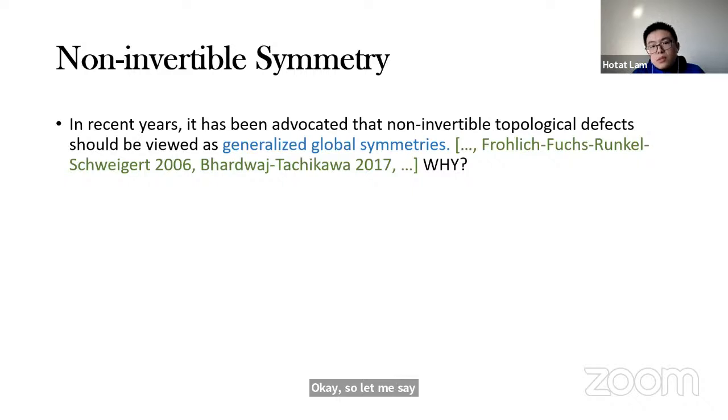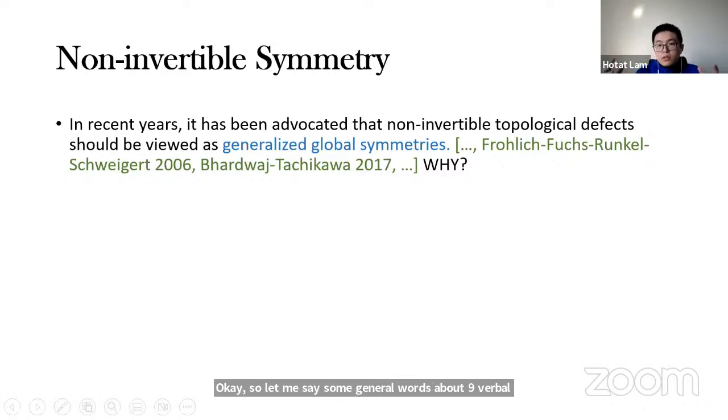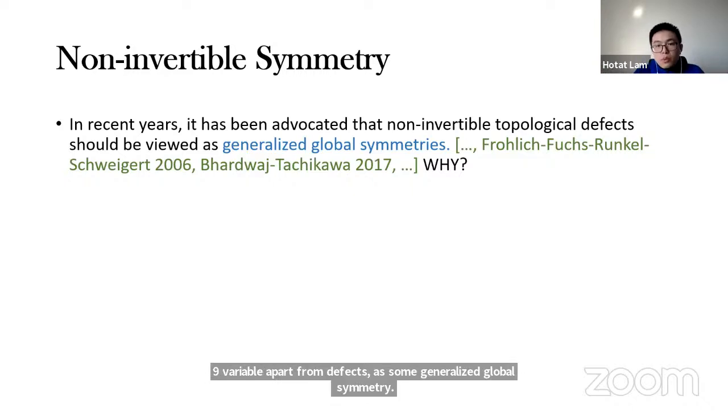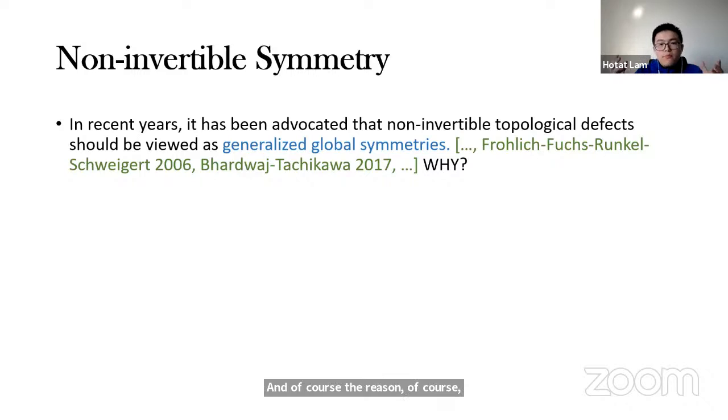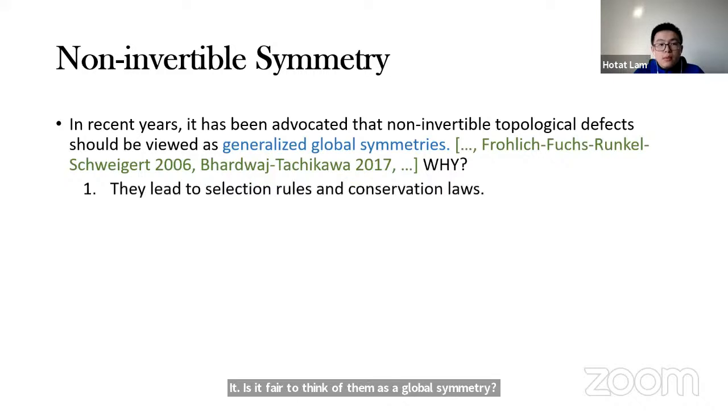In recent years, there has been a lot of discussion and application suggesting that you should think about these non-invertible topological defects as some generalized global symmetry. Of course, one will ask, why should we do that? Why is it fair to think of them as a global symmetry? There are many good reasons. One reason is that, just like ordinary global symmetry, they lead to selection rules and conservation laws.